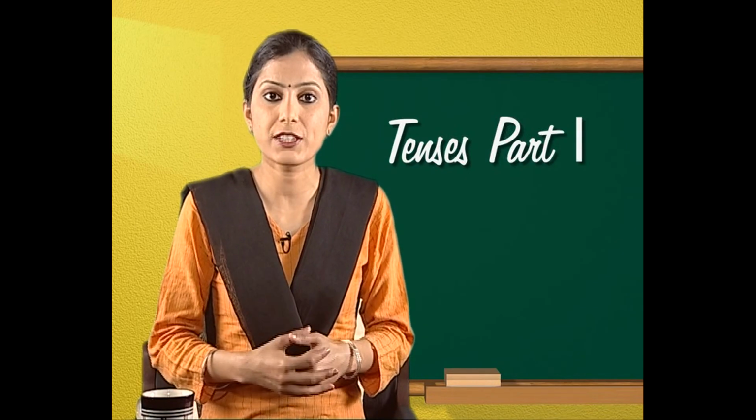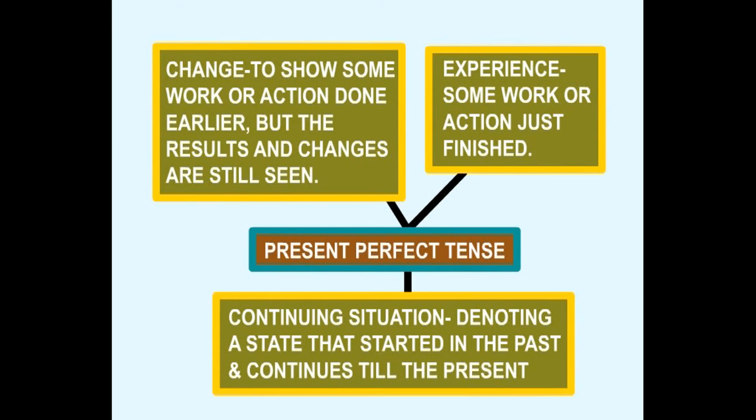Now, look at the chart. Present perfect tense change to show some work or action done earlier, but the results and changes are still seen. Experience, some work or action just finished. Continuing situation, denoting a state that started in the past and continues till the present.